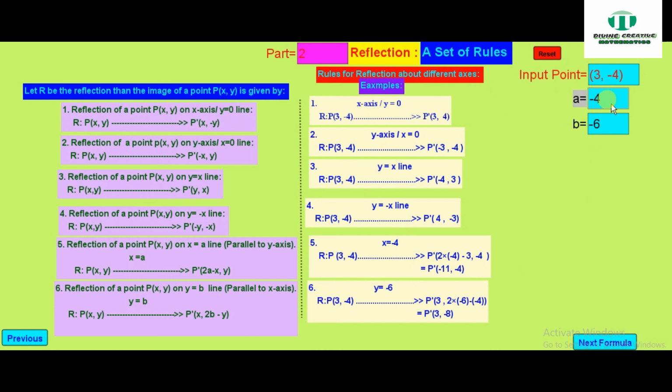And if we change the axis of reflection in number 5 and 6: in number 5, if the value of a equals 6, then its image also changes. And if the value of b equals minus 9, then the value of b also changes in number 6, and its image becomes (3, minus 14).